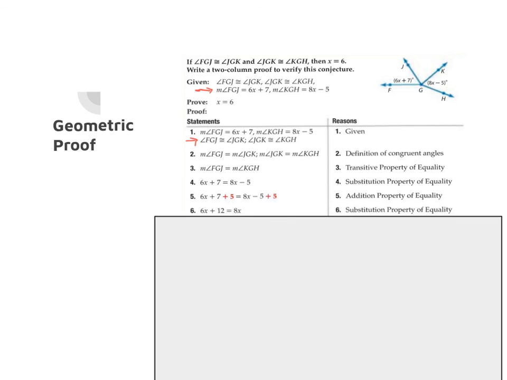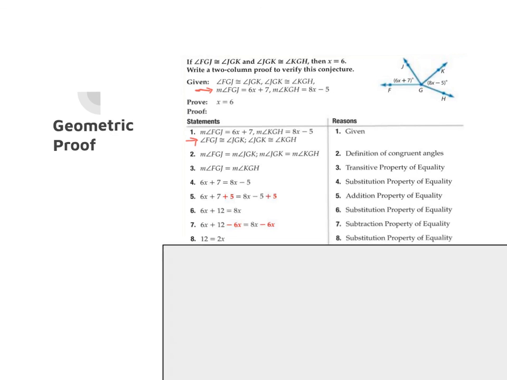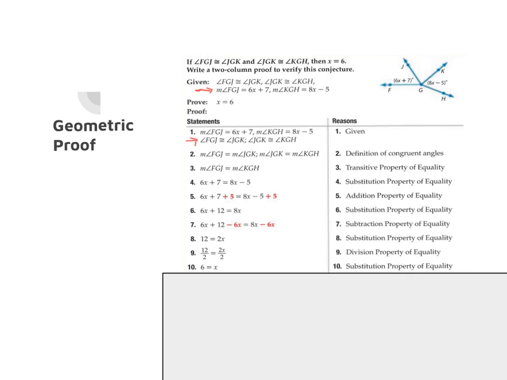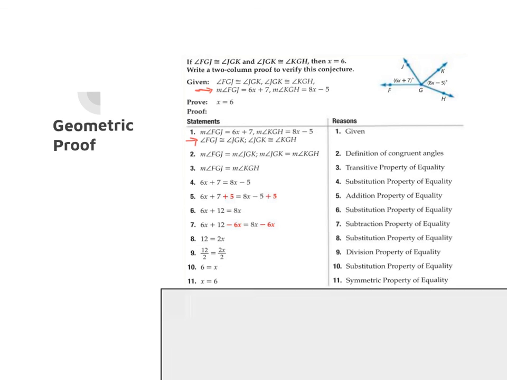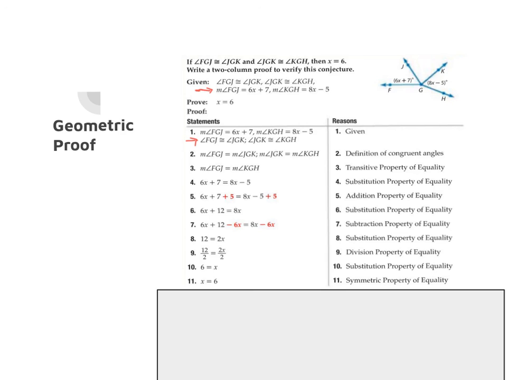We're using our addition property, again our substitution property, our subtraction property, substitution property, and our division property of equality to end up with our final substitution property of 6 is equal to X. We need to do our symmetric property to change it to the proof that we're looking for, and that is what we end up with.